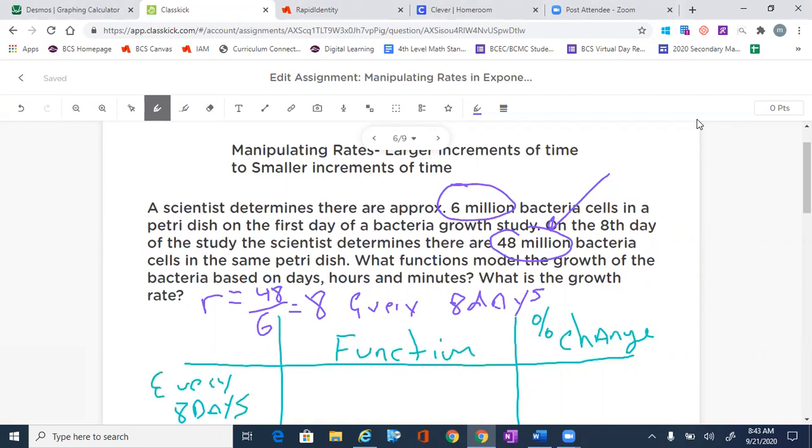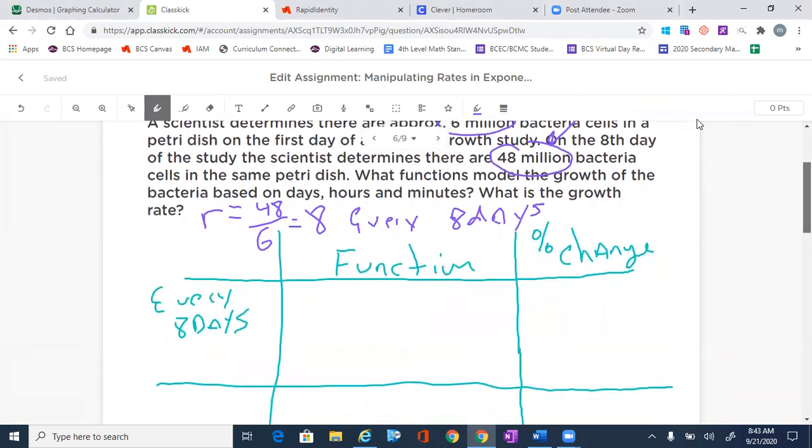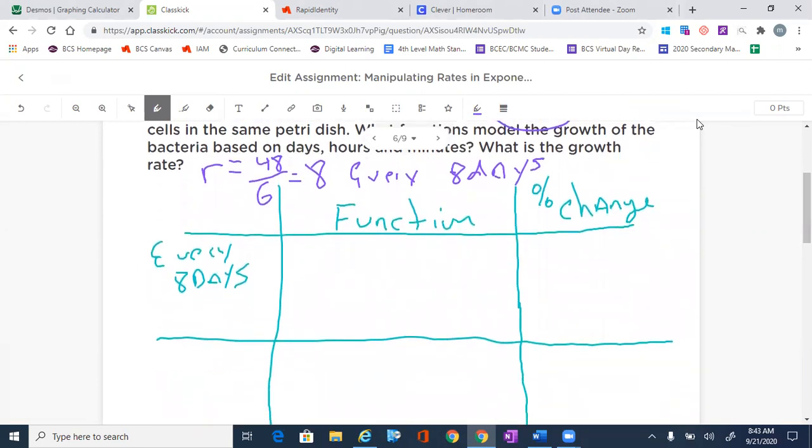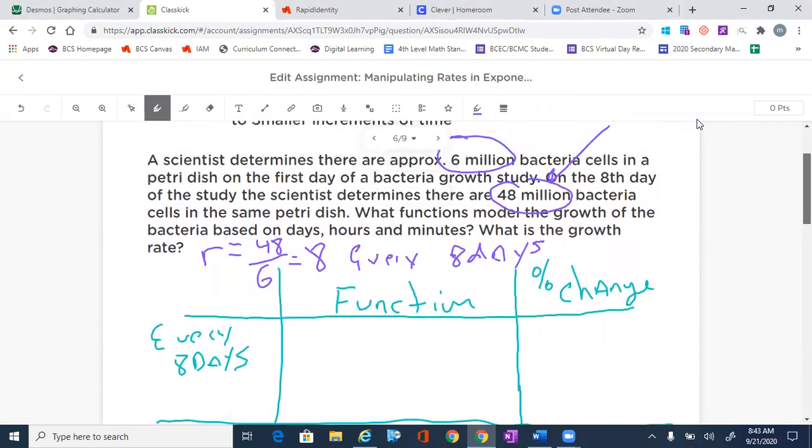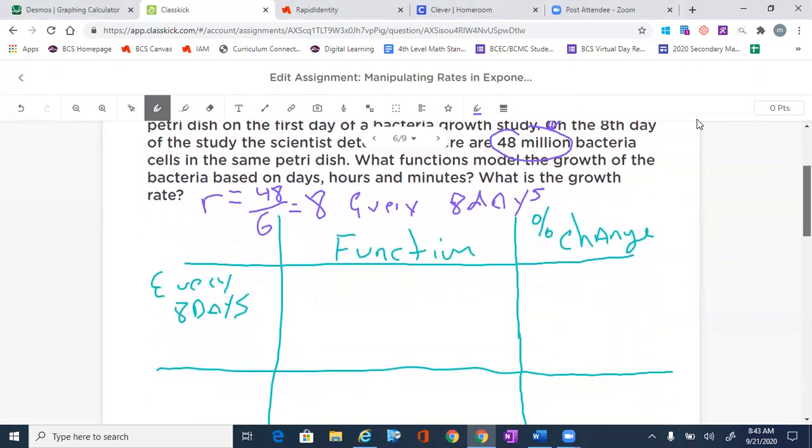And that's going to be our multiplier for every 8 days. So when we write our first equation, our function will be based off of the fact that this bacteria is growing every 8 days at a rate of 8. So I'm going to go ahead and start in here. I say y equals our initial value, which is 6, and then I'm going to have 8, which is our multiplier, our rate, and then we are going to go to the x power.